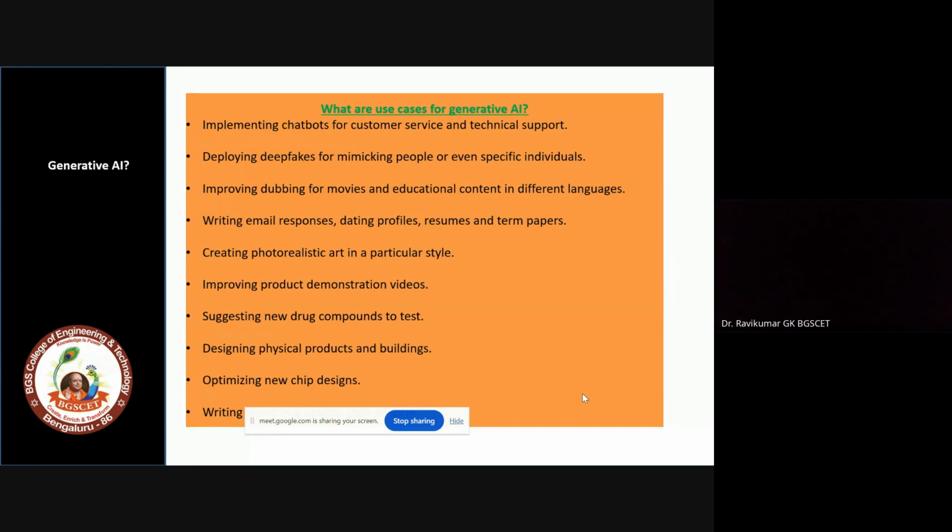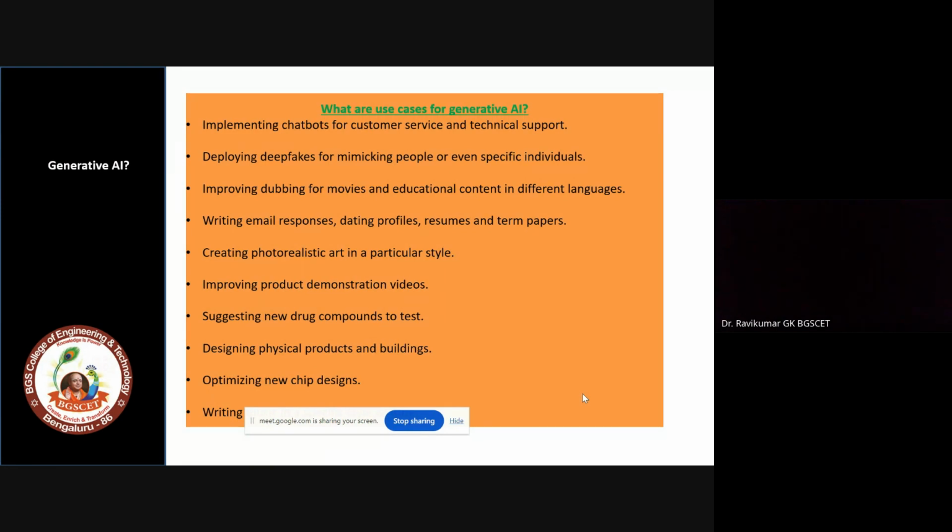The next use case is creating photorealistic art in a particular style. For example, if you have an image of some particular place or an animal or some person, using generative AI you can create it in whatever style you want. And also next is improving product demonstration videos.